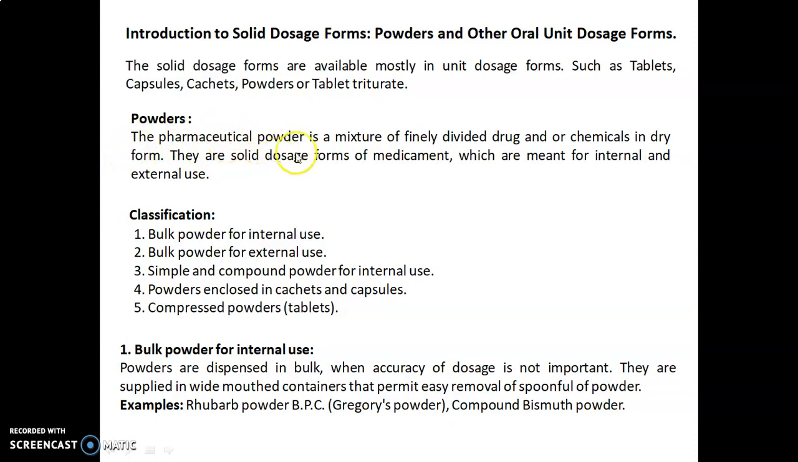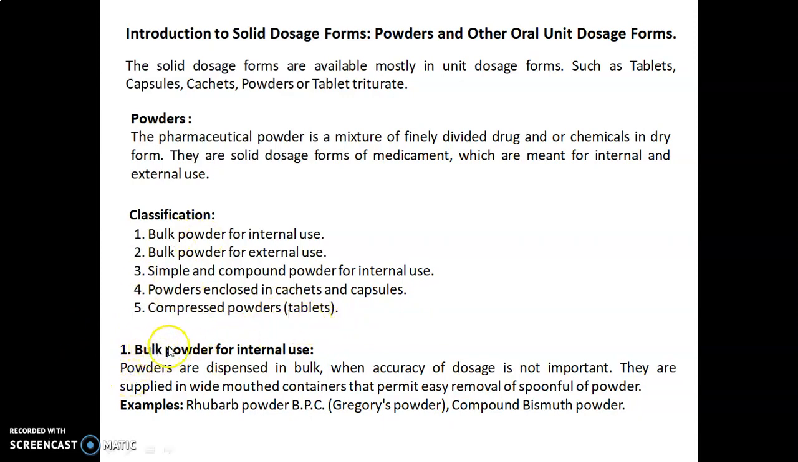Powders. The pharmaceutical powder is a mixture of finely divided drug and/or chemical in the dry form. They are solid dosage forms of medicament which are meant for internal and external use. Classification of powders: bulk powder for internal use, bulk powder for external use, simple and compound powder for internal use, powders enclosed in cachets and capsules, and fifth one, compressed powders, that is tablets, that are also known as tablet triturates.